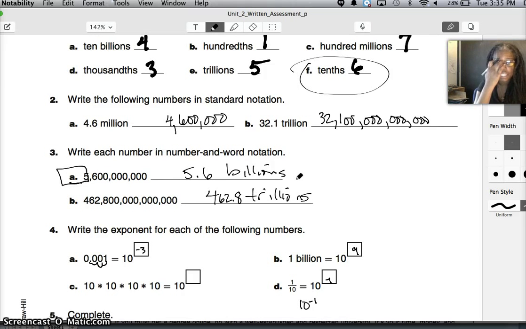Your answer to this next one, write the following number in standard notation. You want 4 in the millions place, and the 0.6 is going to be after the millions place. So the 6 will be after the millions place in the hundred thousands place. Similarly, the 32 will be in the trillions place, the 1 will be in the hundred billions place, and then we've got a bunch of zeros.